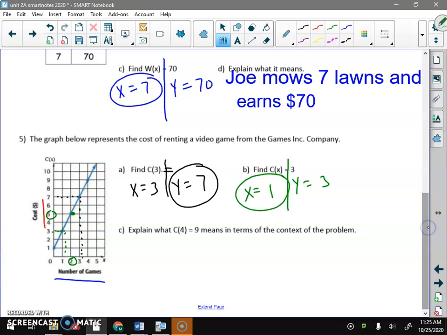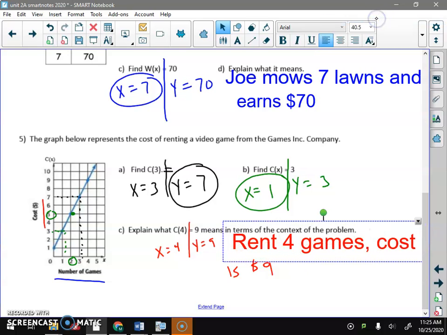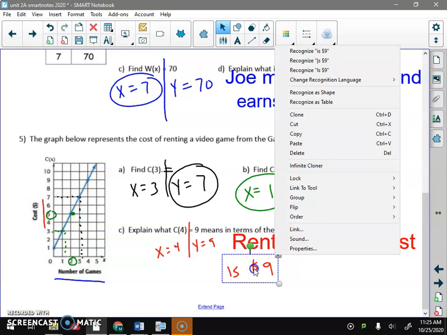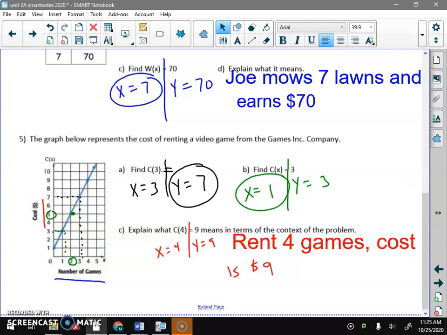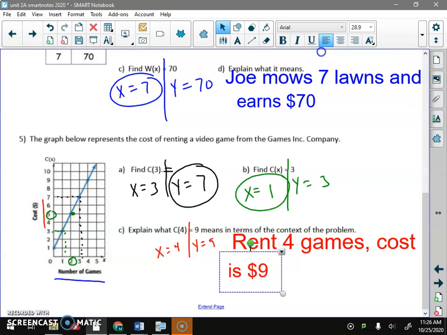Let's do the last one just in context. I could do it this way if I wanted, show my work. What does it mean? It means if we rent 4 games, cost is $9. Recognize text. Rent 4 games, cost is $9. All right. Whoops. Did it recognize it or didn't it? There we go. Got it. Off the table, off the graph.